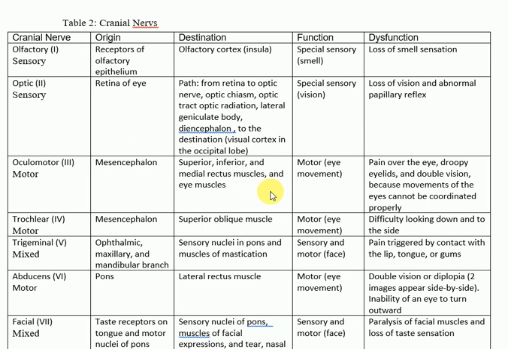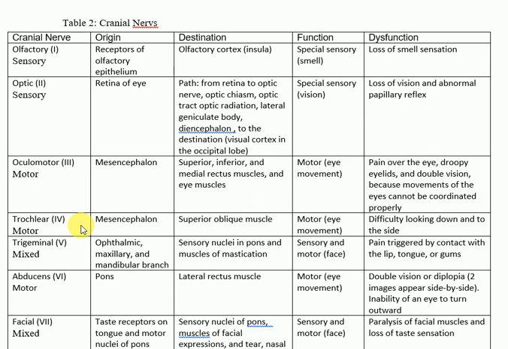Is that sensory or motor? It's called oculomotor. What do you think? Right? It's motor, of course. What if you lose it? You cannot move the eye and other things, including the coordination, but basically, or most importantly, the movement of the eye.